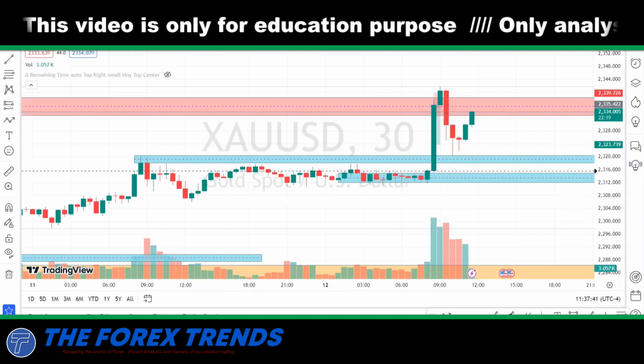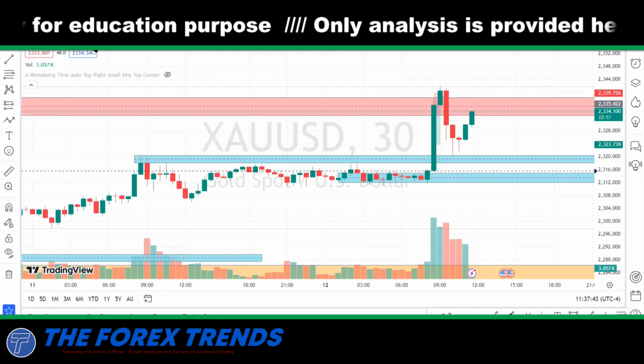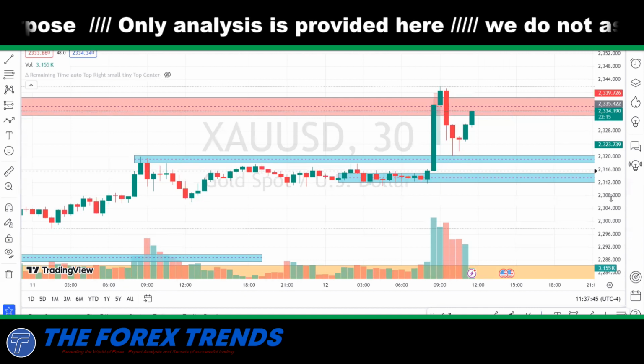So for tonight and tomorrow we have these trade setups.